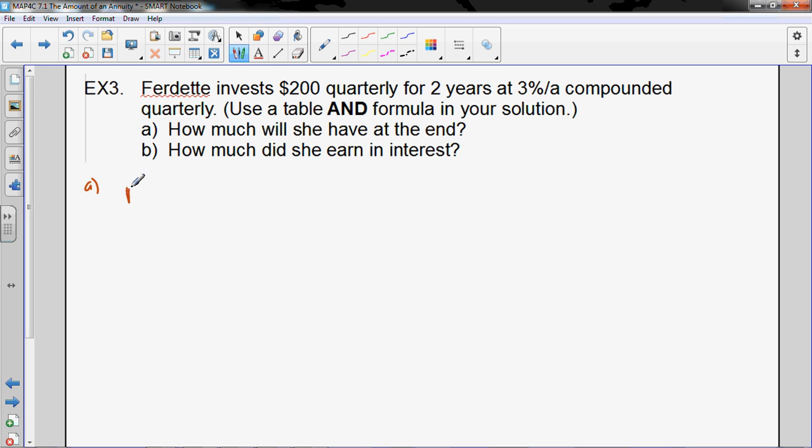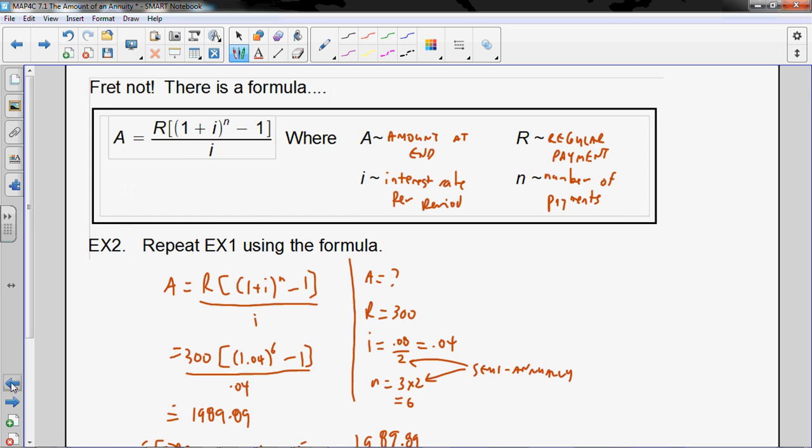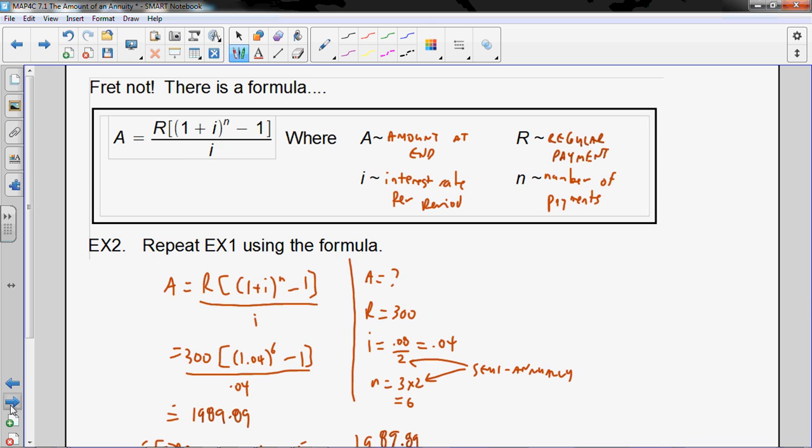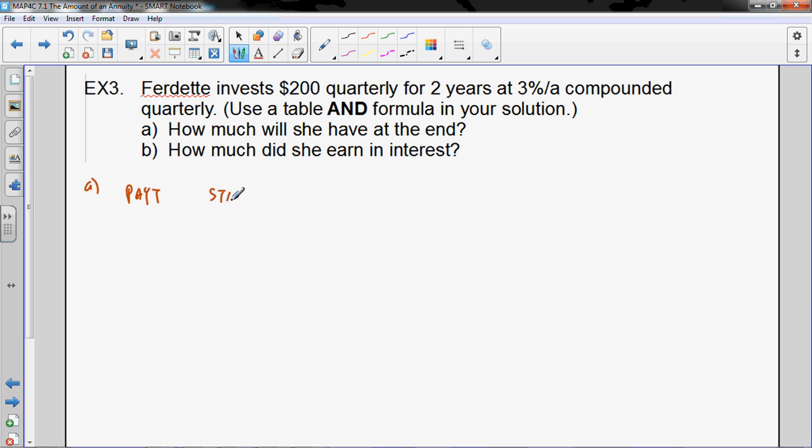Payment, start balance, interest, deposit, end balance. We can do this. Well, how many rows is this table going to have? Well, 2 years, but quarterly means 4 times a year. We're going to have 8 rows. Wow, 8 rows.